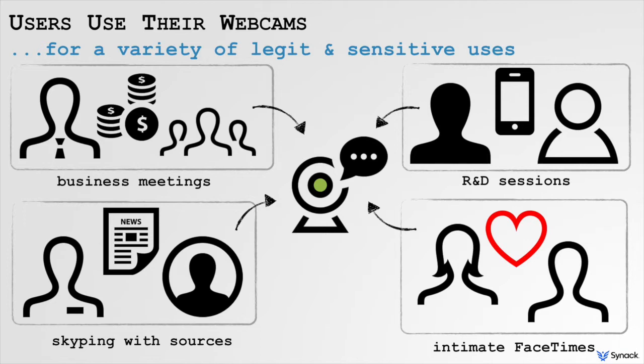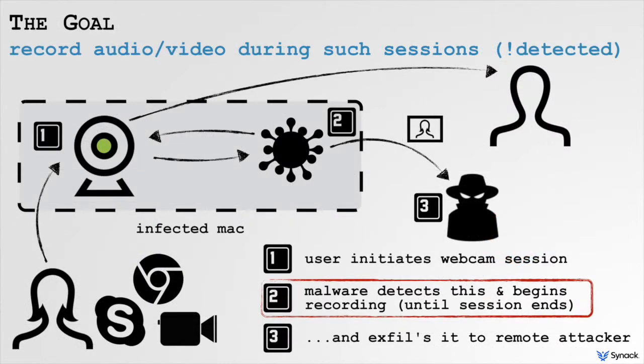But this is probably what they want. This is the information they want to capture anyways. So what we're going to do is describe an attack, or rather a feature, that allows us to detect when the webcam is legitimately in use. So like, oh, Patrick's calling Apple security team or something like that. And then detect that and then piggyback onto that existing session to record the user without any other indications.